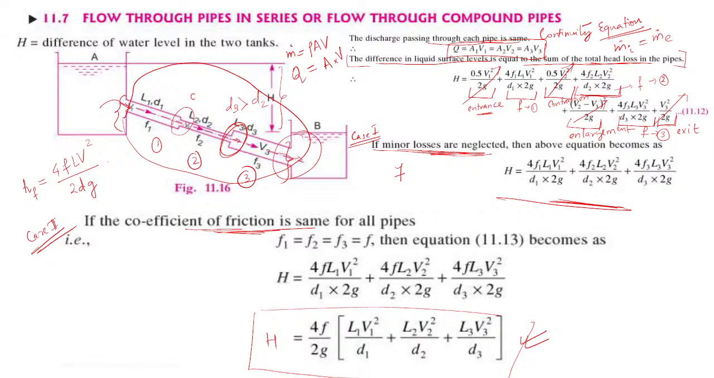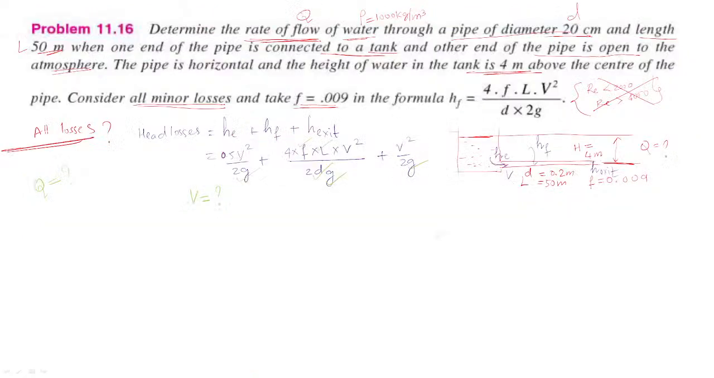Okay, fine. See this statement, as I've said, the difference in liquid surface level is equal to the sum of the total head loss in the pipe. So same thing is going to be implemented over here. So here the difference is the H value. So H equals 0.5 V square by 2G plus 4FL V square by 2DG plus again V square by 2G. So we will substitute the given data.